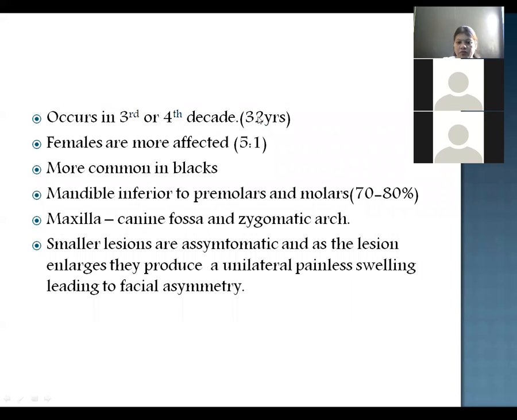It occurs in the third to fourth decade of life. Females are more affected, more common in blacks, in the mandible in the region of premolars and molars. In the maxilla, the canine fossa and zygomatic arch. Smaller lesions are asymptomatic and as the lesions enlarge, they produce a unilateral painless swelling leading to facial asymmetry.